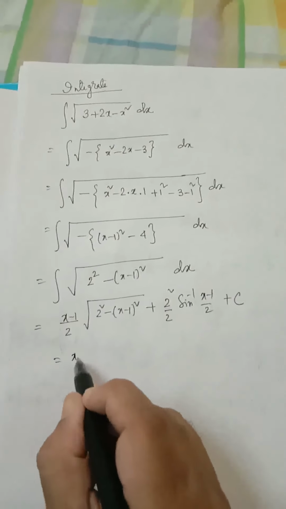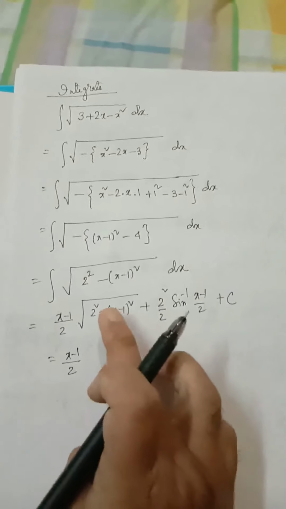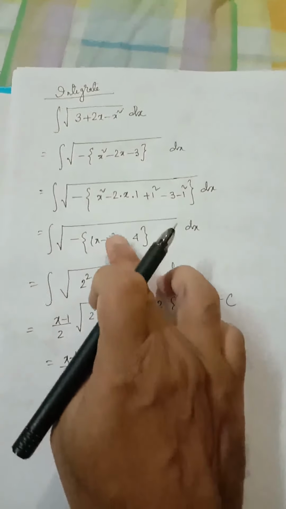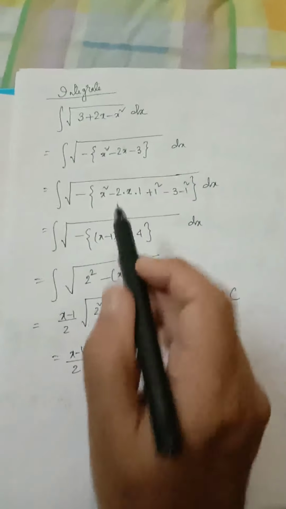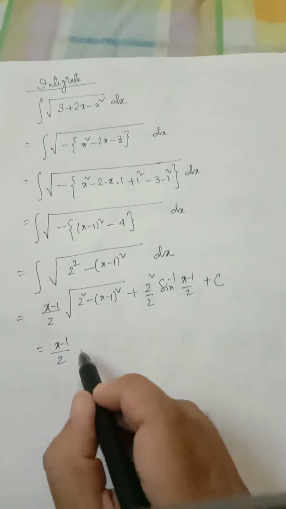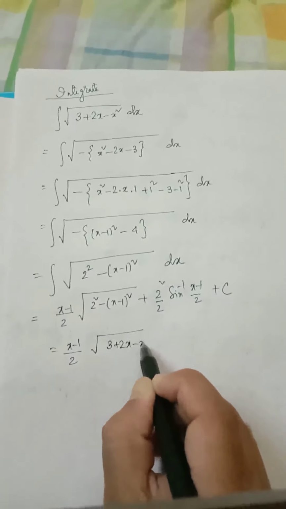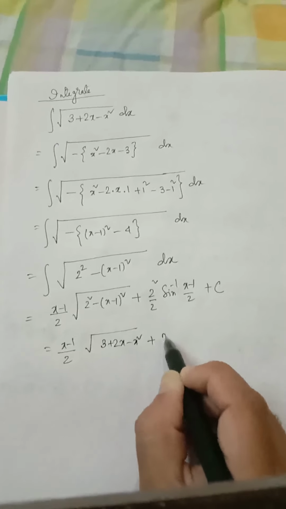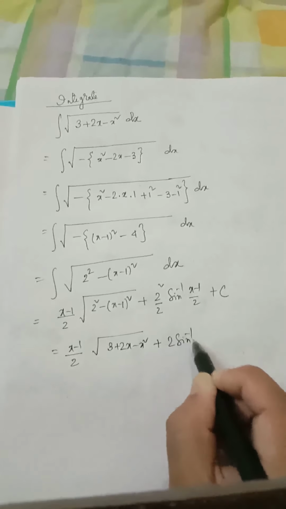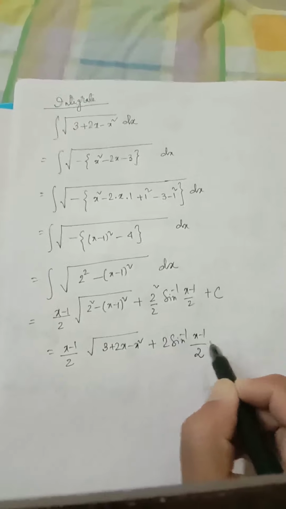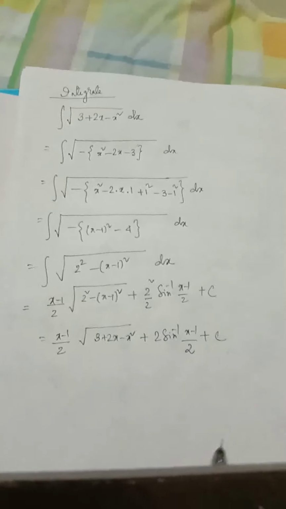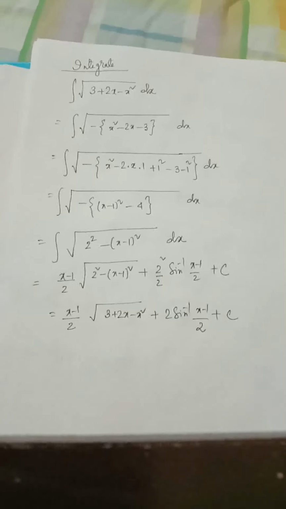So it will be x minus 1 by 2, this equal to this, ultimately this equal to this. If we simplify, we will get 3 plus 2x minus x square plus 2 sine inverse of x minus 1 by 2 plus c. So this is the answer.